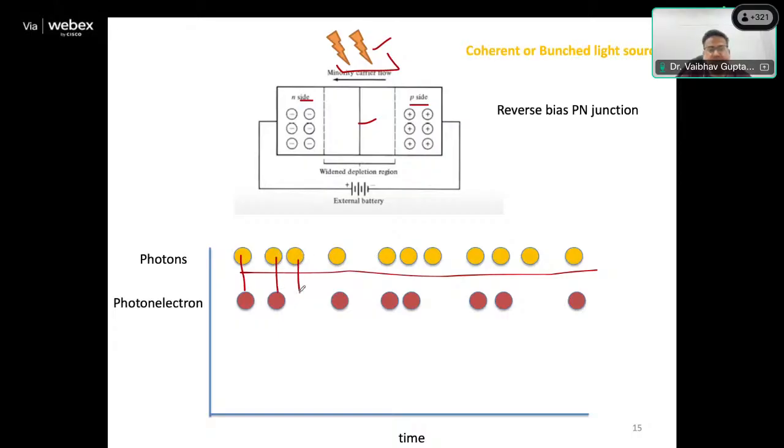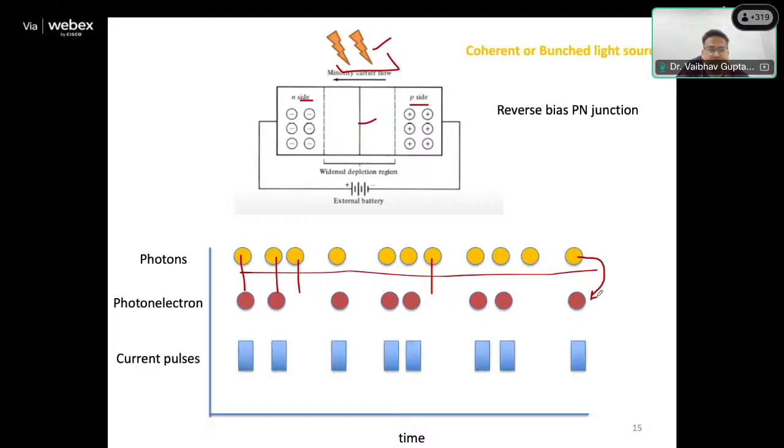For this photon, maybe this got reflected. So this photon was not even absorbed. So there is no point of saying that a photoelectron is getting generated. So there is no photoelectron for this, and then the same goes on. Maybe for this, the photoelectrons got generated, but they got trapped or they were lost in terms of heat. So there is no photocurrent, right? So this photon randomness is now converted into the photoelectrons.